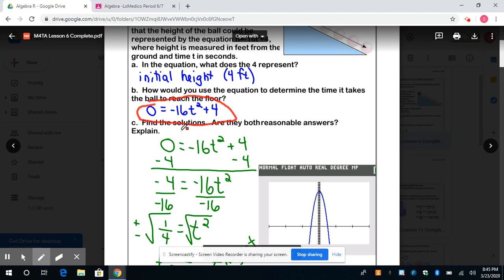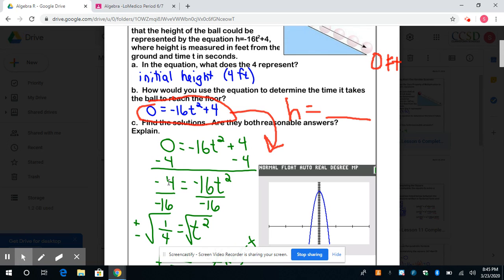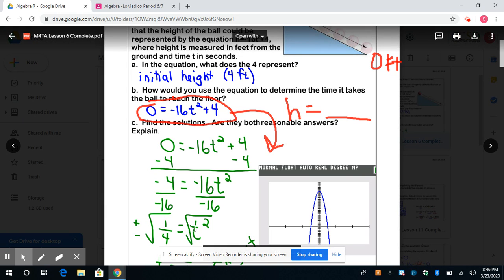Okay, so we have this equation. We're solving now to get the time. Remember that it said the height equals this equation. So if we want to know the time it is on the floor, this is 0 feet. This is where the height of that ball is going to be. All right, we subtract 4 from both sides. We get a negative 4 equals a negative 16t squared. We've got to get t by itself. Divide by negative 16 on both sides. A negative divided by negative is a positive 1/4. We're left with t squared is 1/4.